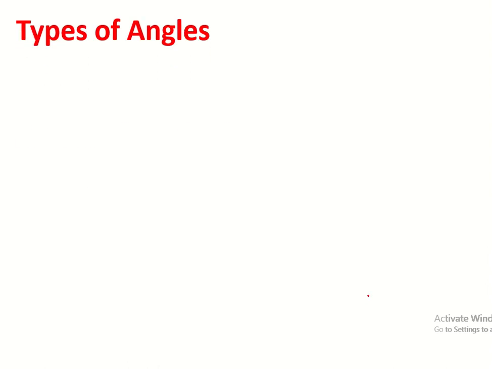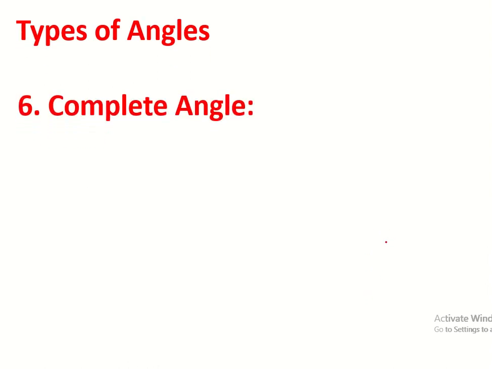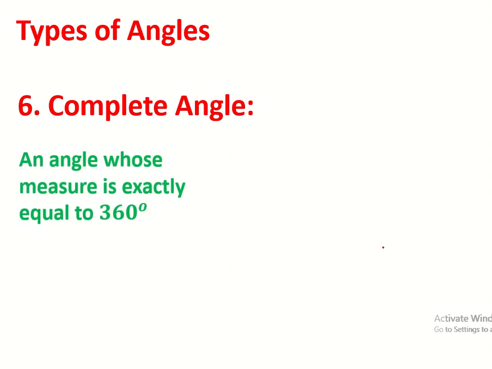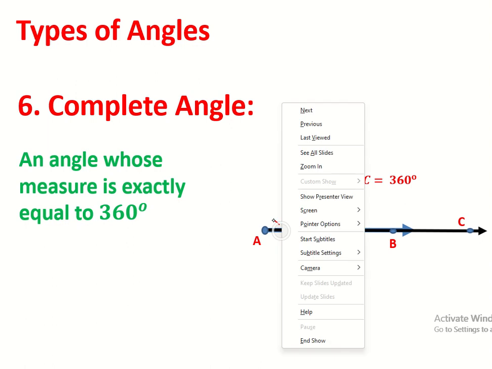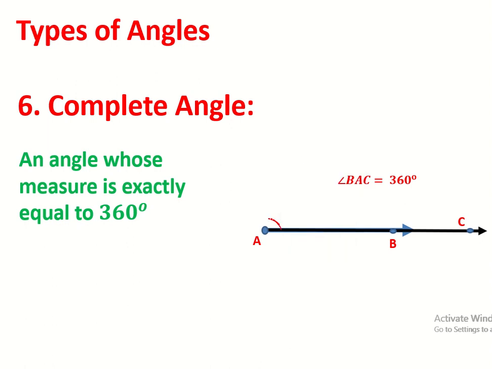Then we have one more, and that is taking one complete rotation, or we can simply say an angle whose measure is exactly 360 degrees. You can see the two rays are overlapping each other, and around this vertex point there will be a circle which denotes that it has taken one complete rotation. So it is an angle of 360 degree measure.